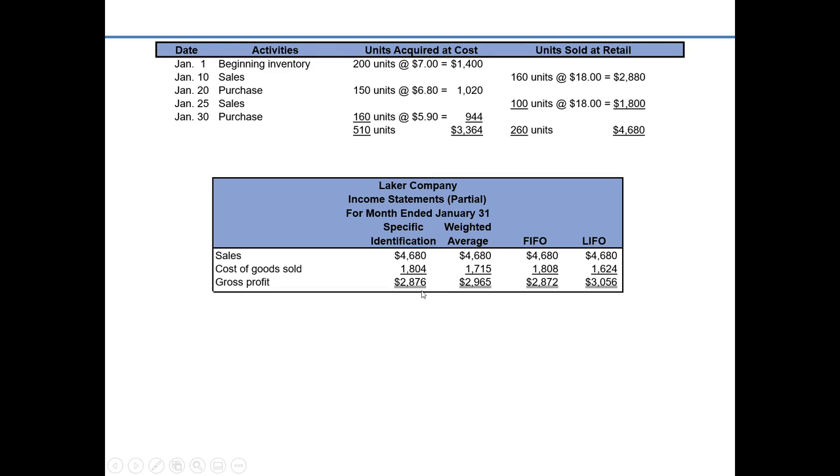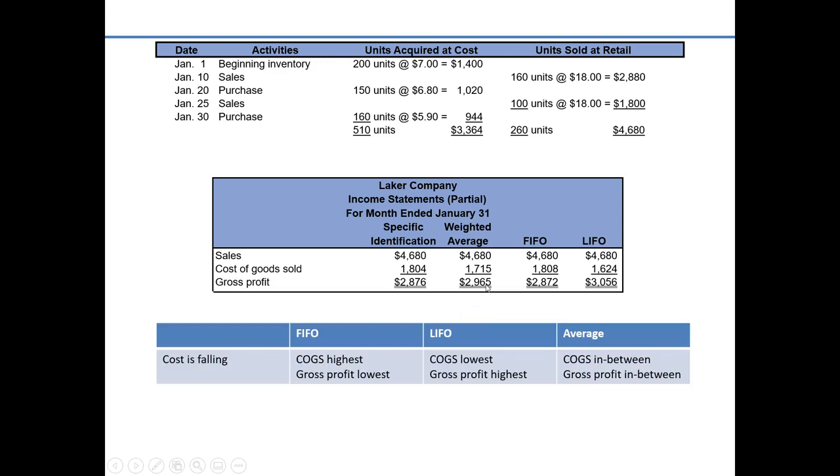And what we can see is a pattern that forms in this situation. Now, I will say specific identification doesn't necessarily follow a pattern because you are tracking specifically which units were sold. But there is a set pattern between weighted average, FIFO, and LIFO when you have a situation where cost is falling like it is here. And what we can say when we compare the numbers is weighted average creates a cost of goods sold and a gross profit somewhere in between FIFO and LIFO.